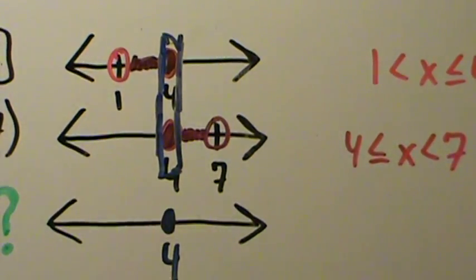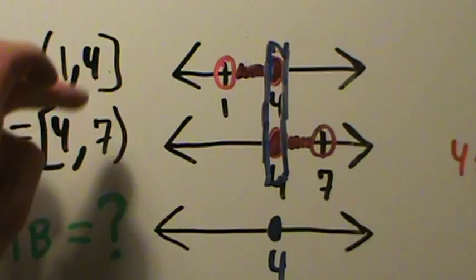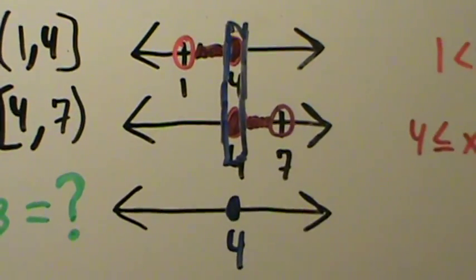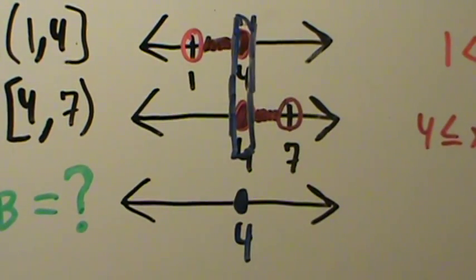And again, you got to be careful. It's because they both have the closed bracket here. Okay, they both have the closed bracket. So they do overlap in that single point because the point 4 is part of both of these intervals.